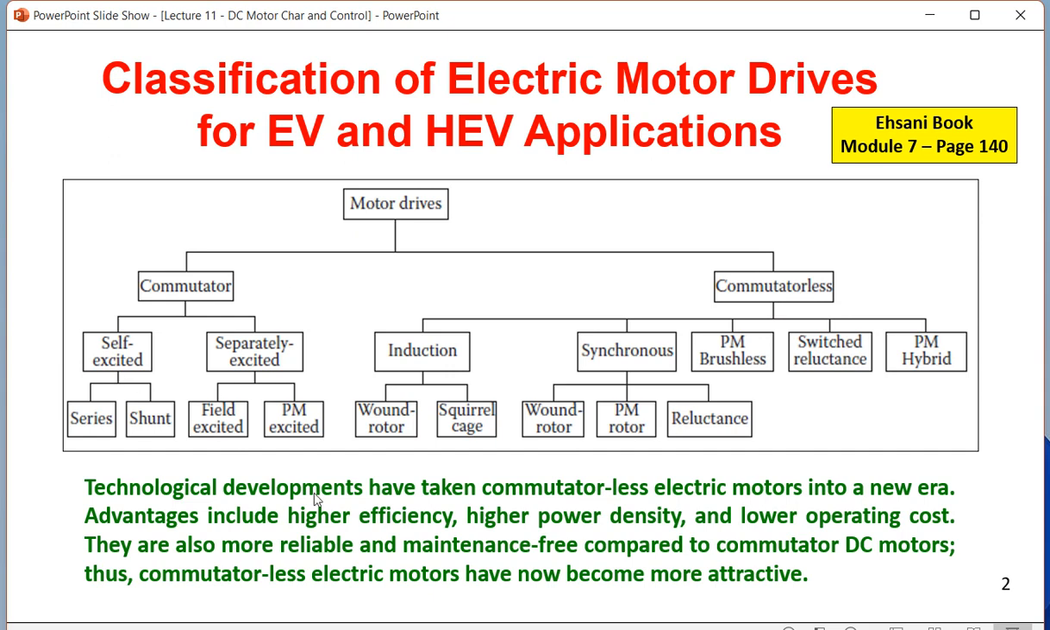So technological developments have taken commutatorless electric motors into a new era. Advantages include high efficiency, high power density, low operating cost. They are also more reliable and maintenance free compared to the commutator DC motor. Why are they reliable and maintenance free? Because there is no friction and there is no spark generation. That's why they are maintenance free, and that's why they are more safe. Thus commutatorless electric motors have now become more attractive than commutator motors. Commutator motors were the initial motors, commutatorless motors are the present day electric DC motors.